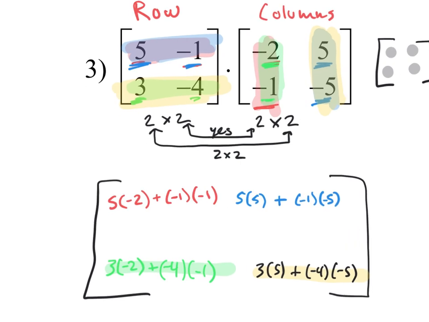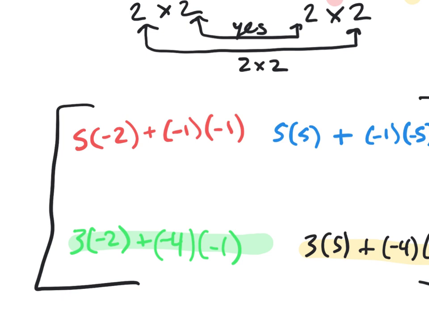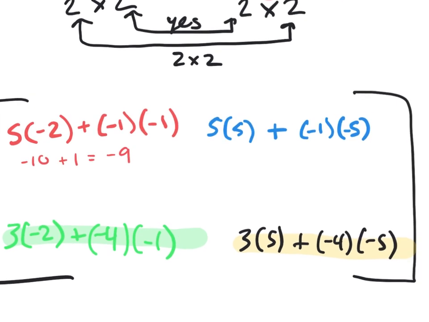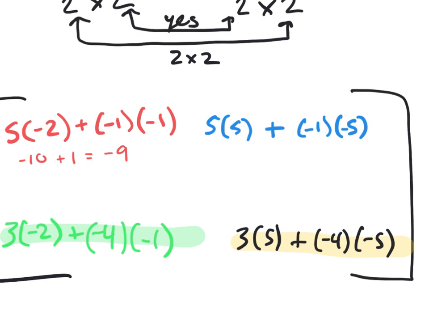So what's 5 times -2? -10, plus, what's -1 times -1? 1. What's -10 plus 1? -9. And the next one, what's 5 times 5? Plus, what's -1 times -5? And 25 plus 5?